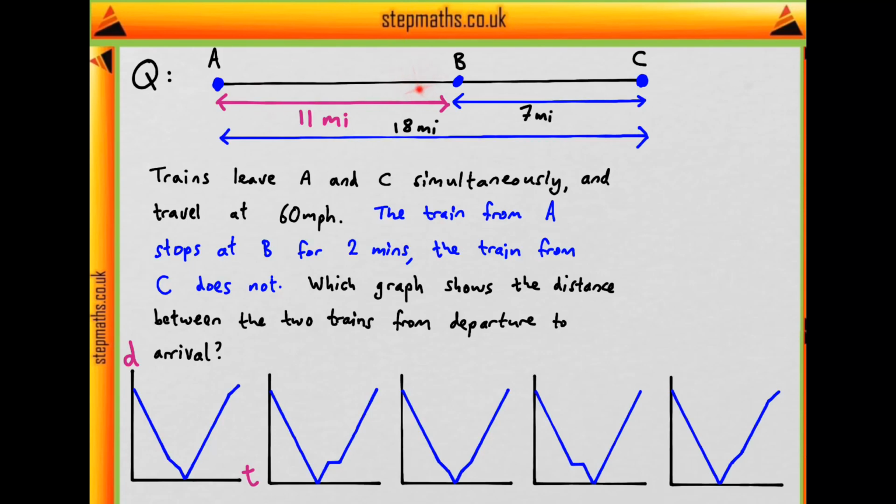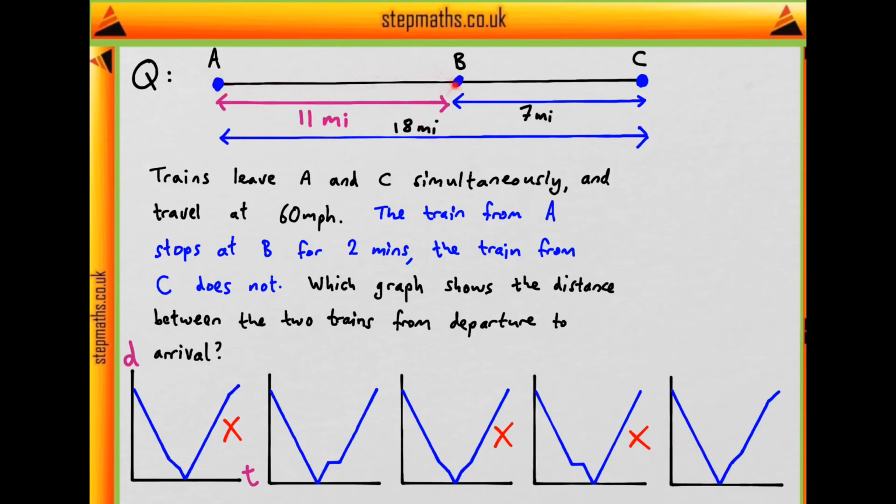So that means the first part of the graph is going to be a constant downward slope until the trains cross, because we know neither of them stop at any point before they cross. So that rules out this graph, because you see it has a kink before they reach each other. And similarly, this graph and this graph. We need a graph that has a straight line down to where the trains meet, which only two of them do.